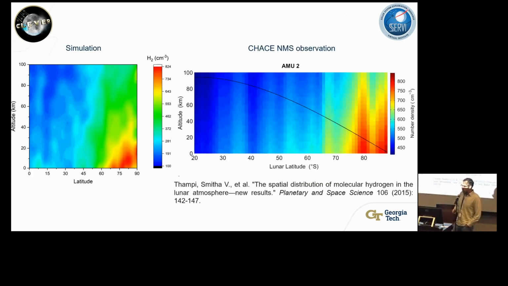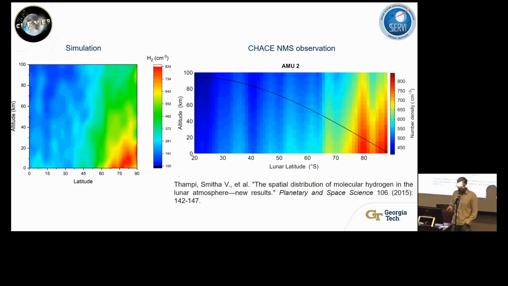And then I'll just jump to comparison with some observations. On the right is the CHASE neutron mass spectrometer. You can see that it matches fairly well. We start to see this increase around 70 degrees north. The number densities also match, about 800 molecules per centimeter cubed. And also we generally see hydrogen basically everywhere. It's just concentrated in those cold regions.